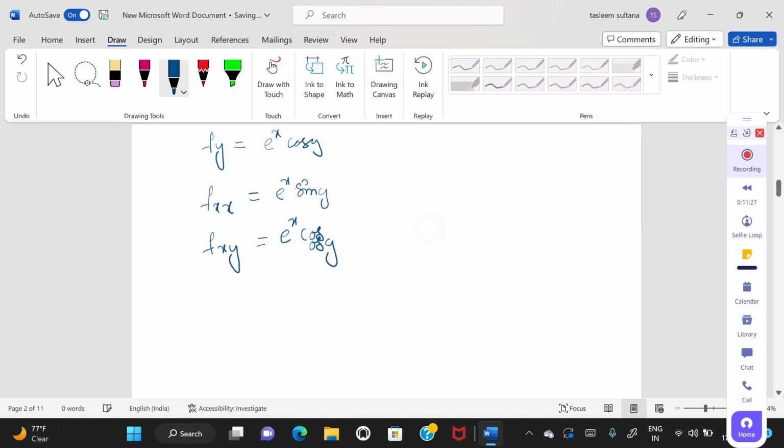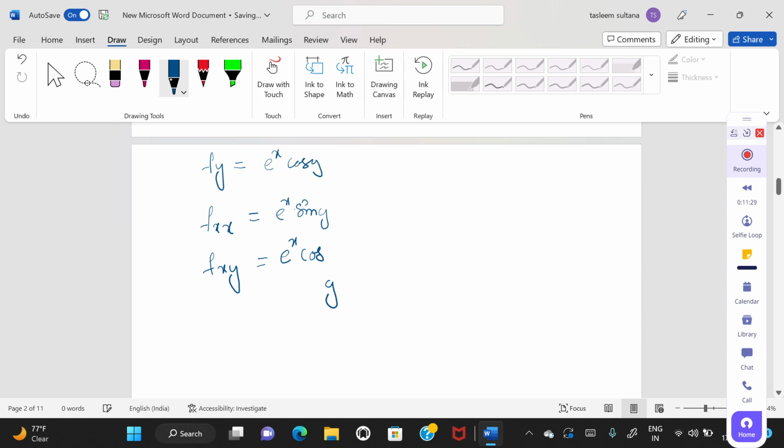Next, f_yx is e^x cos y, and f_yy is minus e^x sin y, because the derivative of cos y is minus sin y.